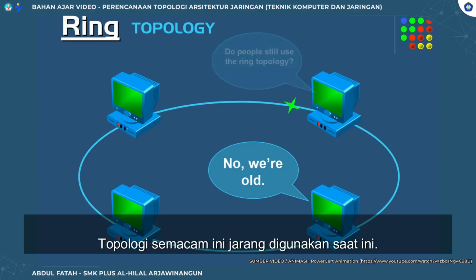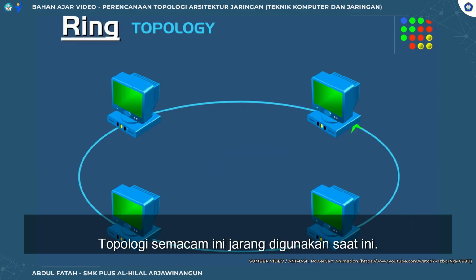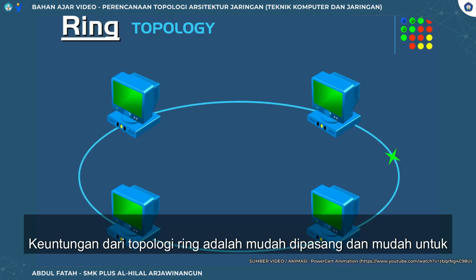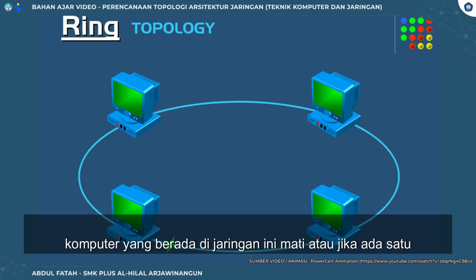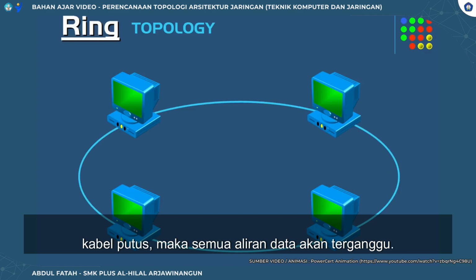Now, this kind of topology is very old and is rarely used today. The advantage of a ring topology is that they are easy to install and easy to troubleshoot. However, the disadvantage would be that if just one of these computers goes down, or if there was a single break in the cable, then all data flow would be disrupted.